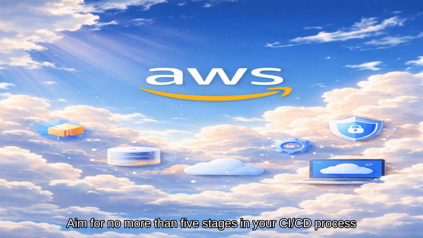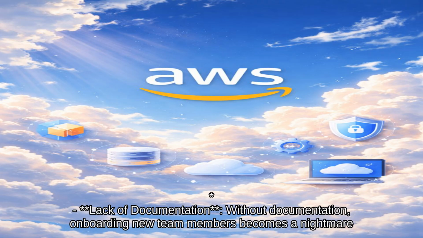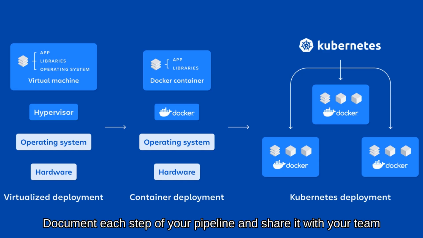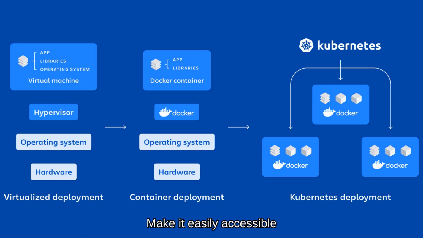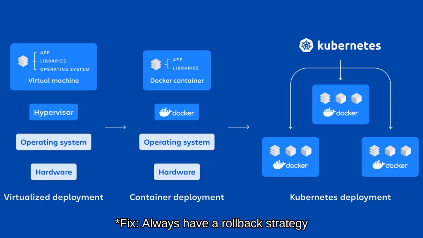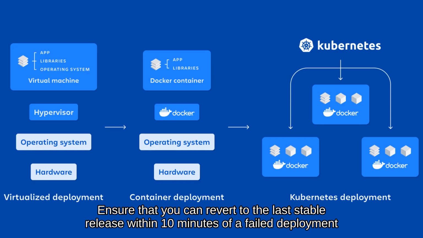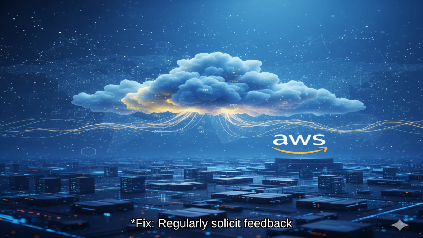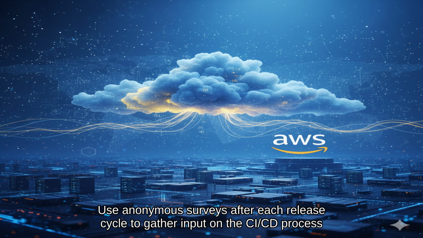Lack of documentation. Without documentation, onboarding new team members becomes a nightmare. Fix: create a CI/CD playbook. Document each step of your pipeline and share it with your team. Make it easily accessible. Neglecting rollback strategies. Not having a rollback plan can cause chaos during failures. Fix: always have a rollback strategy. Ensure that you can revert to the last stable release within 10 minutes of a failed deployment. Ignoring team feedback. Some teams don't gather feedback on the CI/CD process, leading to stagnant practices. Fix: regularly solicit feedback. Use anonymous surveys after each release cycle to gather input on the CI/CD process.